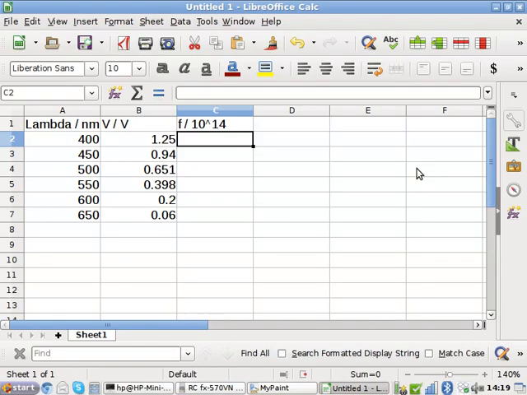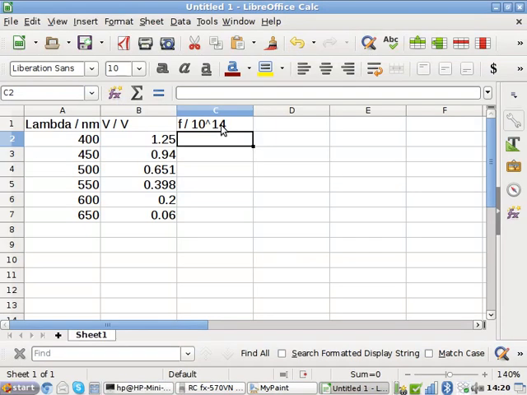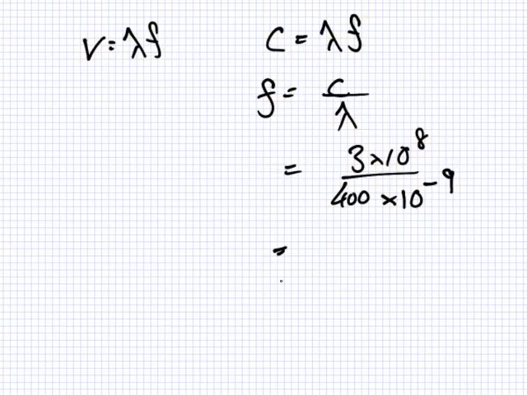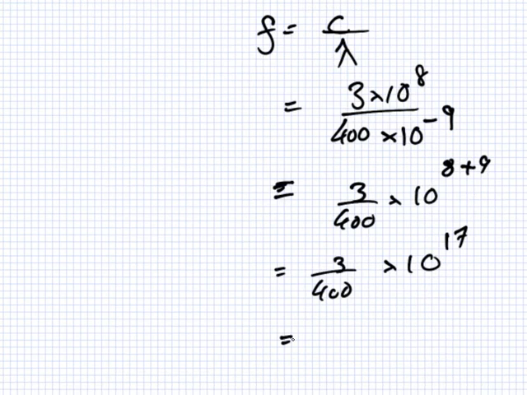Now, I'll just do the first one as an example. The first one is 400 nano. We can't just bash it into the calculator because they very particularly want the answer in 10 to the 14. And it's exactly 10 to the 14. Well, that was convenient. So let's double check how we can get 10 to the 14. Because when you do 3 and then these powers, it would be 10 to the 8 plus 9, because it's 8 minus minus 9. So that's 3 over 400 times 10 to the 17. But they want 10 to the 14.